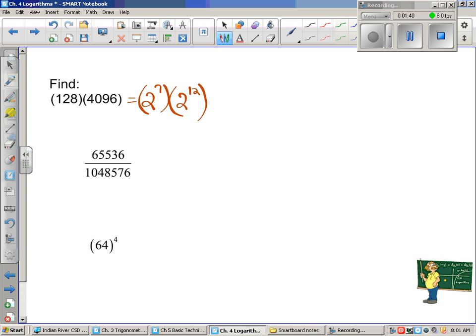Great. Now, what do we do with our exponents when we are multiplying? We add them. And so I'd get 2 to the 19th, and so there I would get 524,288. Beautiful. Certainly much faster than multiplying those two numbers together. Let's look at the next one. How about 65,536? Well, that's 2 to the 16th, divided by this next number here that you see, 1,048,576, which is 2 to the 20th.